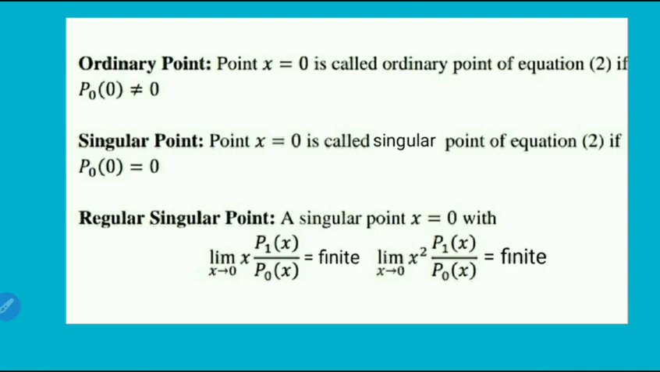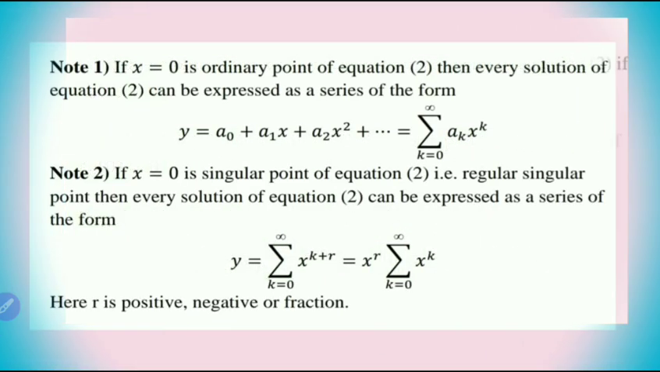Let us move towards the next slide. Now a few notes which are very useful while dealing with problems. The first one: if x equal to 0 is an ordinary point of equation 2, then every solution of equation 2 can be expressed in the form of a power series, which is given as y equal to a0 plus a1x plus a2x square and so on. This type of solution we will have whenever x equal to 0 is an ordinary point of that equation.